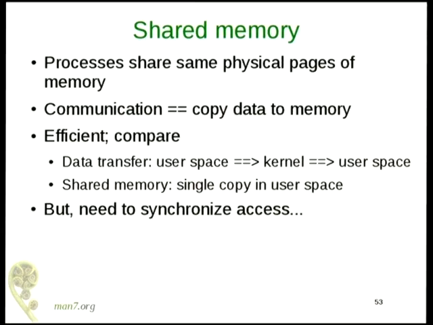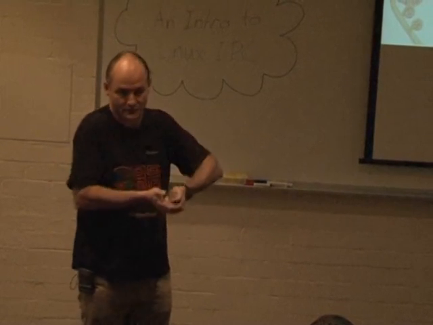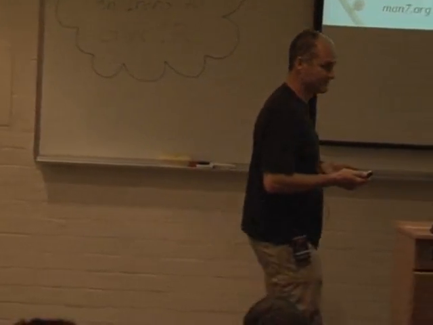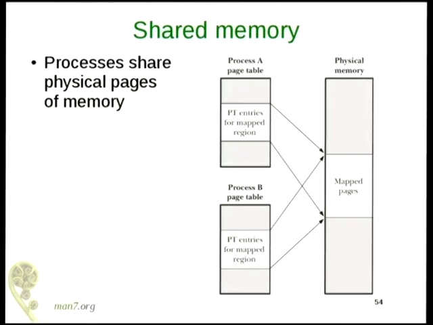The trick with shared memory is that you've got to somehow synchronize your access, because synchronization comes for free with data transfer methods. Someone reads, someone writes. With shared memory there's no actual control on the access to the buffer. So this is the situation: you've got two processes with their page tables, and some of the page table entries in each process point to the same physical pages of memory.